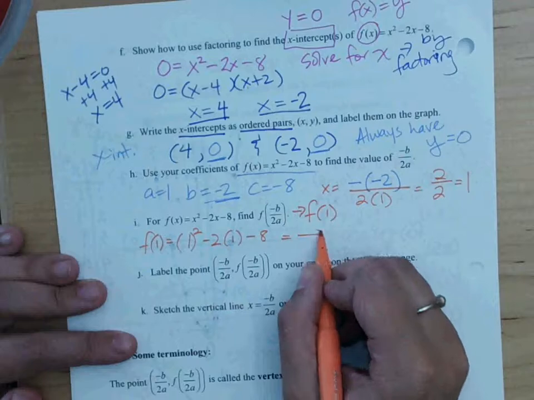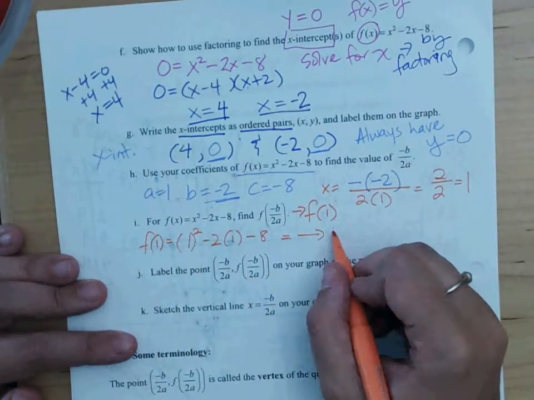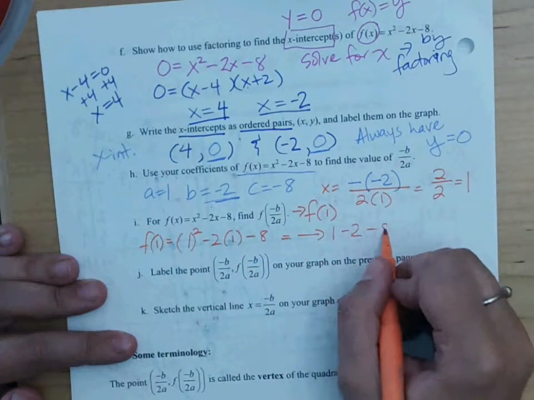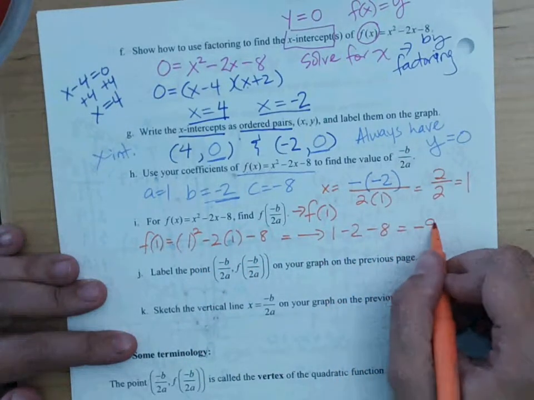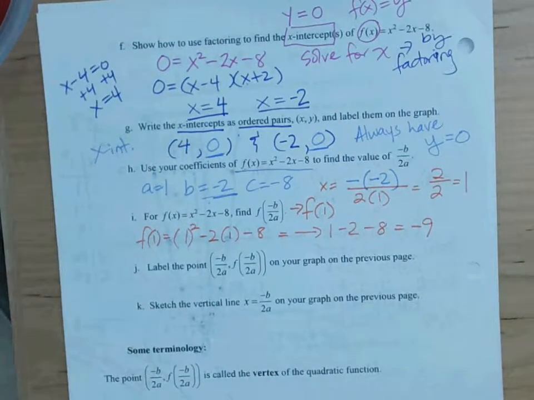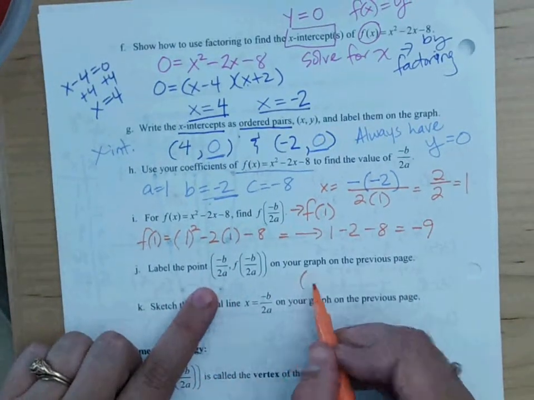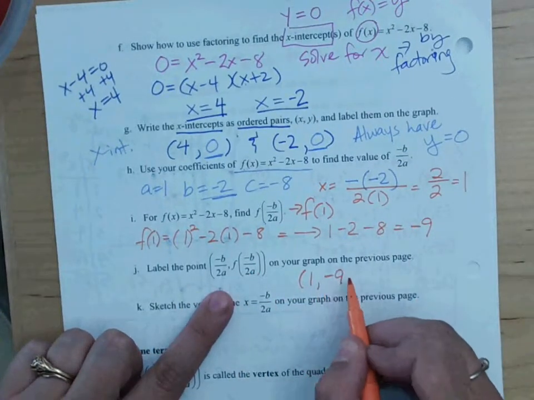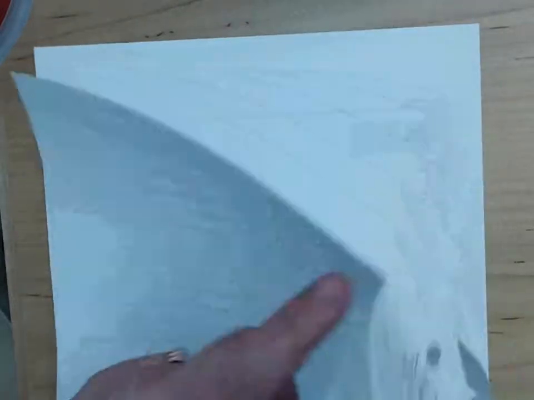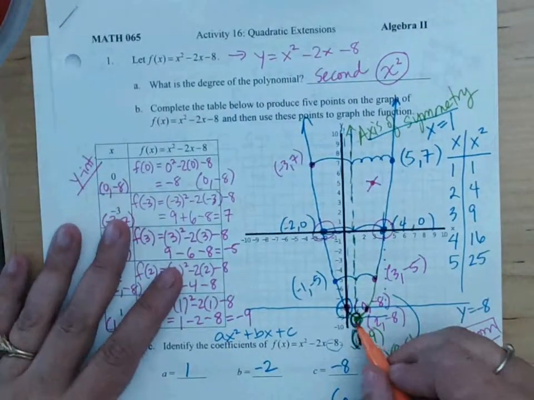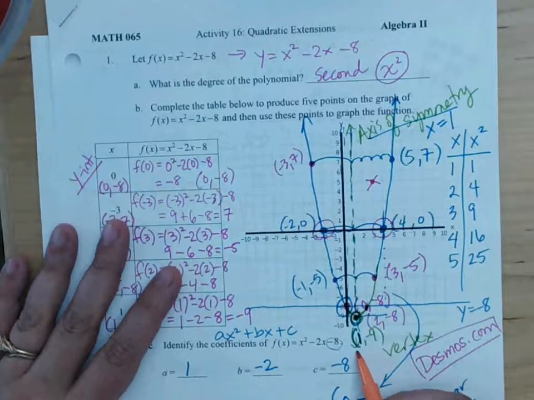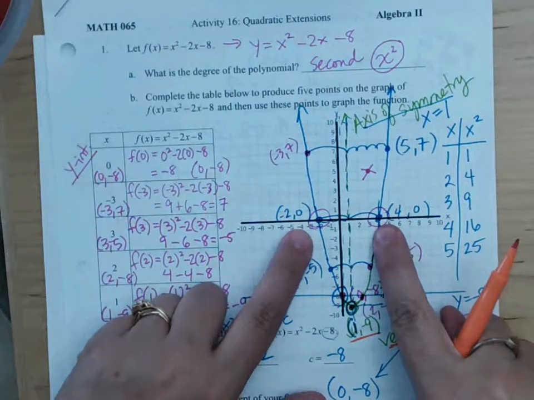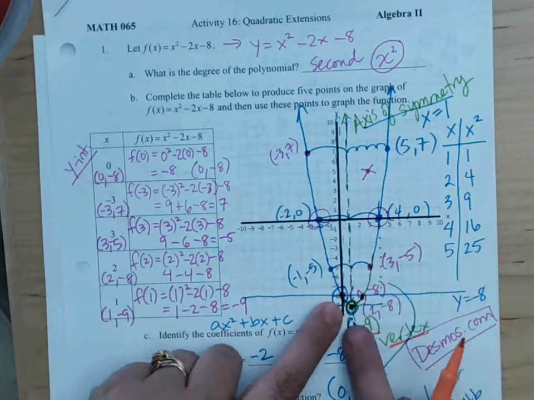We did this math on the previous page, and I'm running out of room here, so I'm going to write it over here. 1 squared is 1, minus 2 minus 8. What's that? -9. Label the point. Now the point is 1, f of 1, which was -9. Well, we actually already have that point on the previous page. Here it is, 1, -9, which we called the vertex, right? The other two, there's the x-intercepts, there's the y-intercept, and there's the vertex.